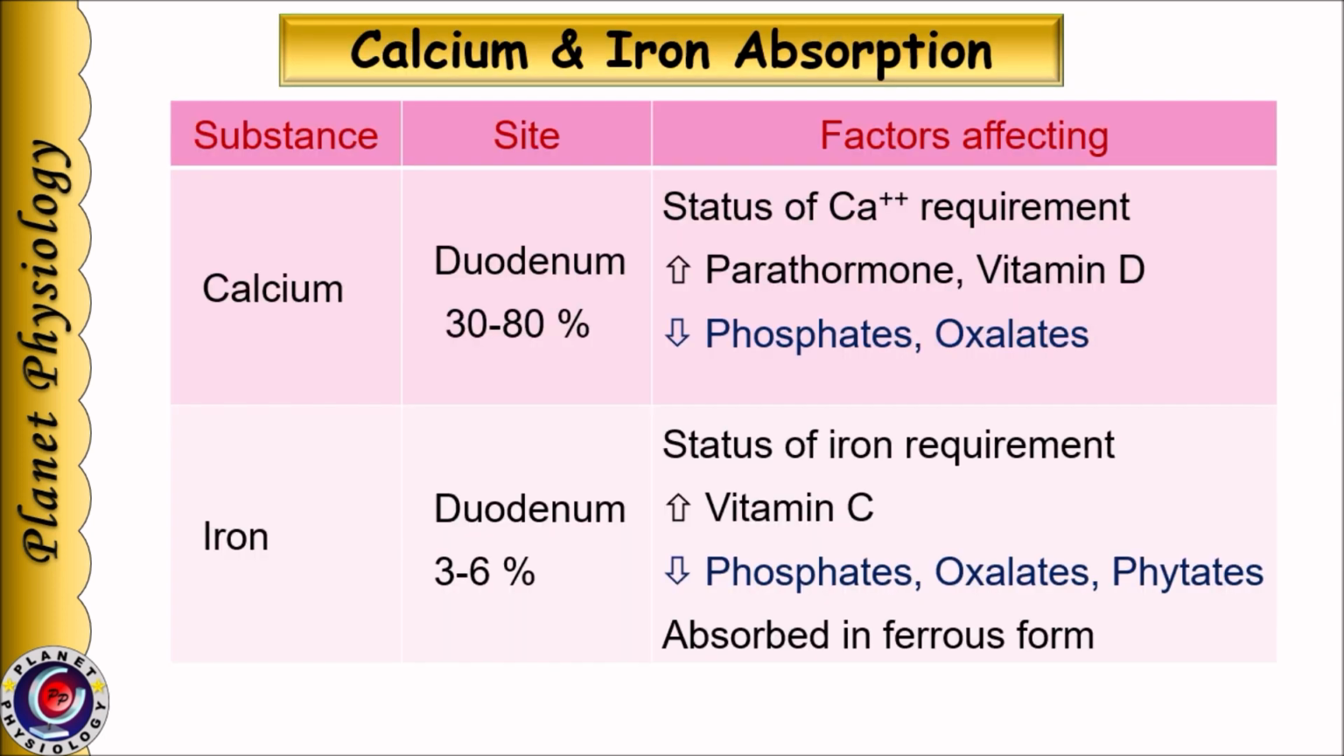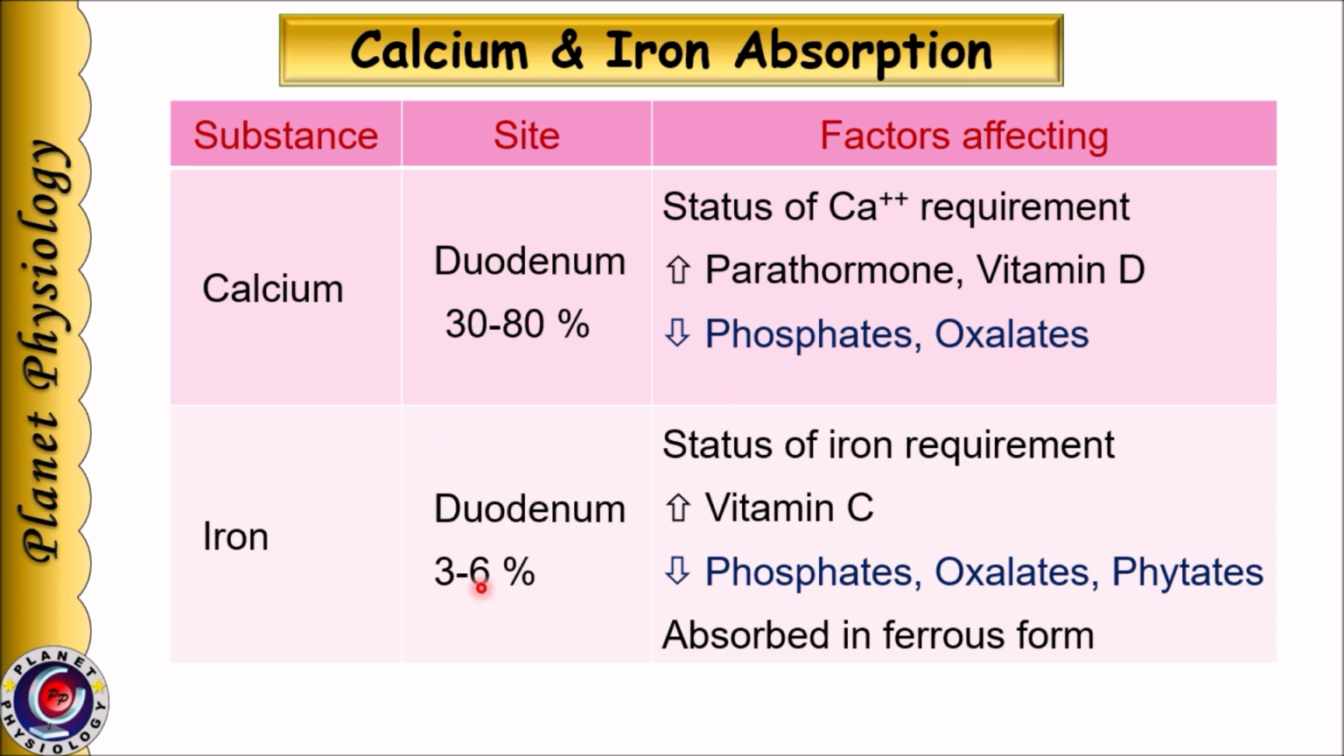The important minerals we are going to study are calcium and iron. Calcium absorption occurs in the duodenum and 30 to 80% of the ingested calcium is absorbed. The amount of calcium being absorbed depends on the status of calcium requirement. If the requirement is more, there is increased synthesis of parathormone and vitamin D and they facilitate calcium absorption. The presence of phosphates or oxalates in the food inhibits calcium absorption.